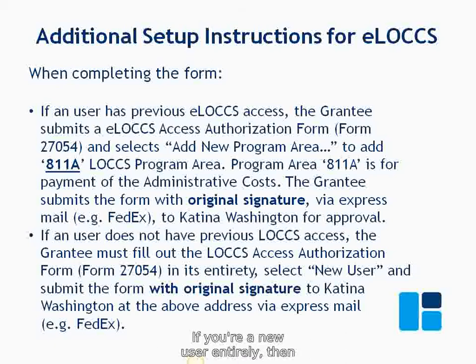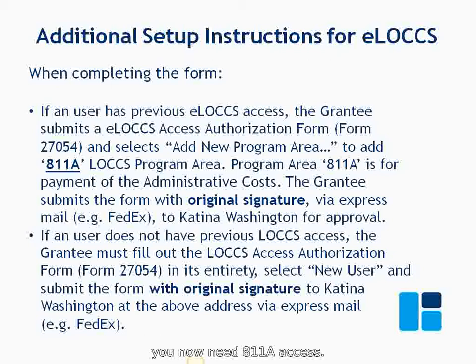If you're a new user entirely, then instead of just telling them that you're adding a program area, you would select that you're a new user and complete the form in its entirety. If you already have ELOC access, maybe if you're also the contract administrator for project-based Section 8 or something like that, you might just need to be amending your access to tell them you now need 811A access. But if you are a grantee that's never had ELOCs before, you're going to fill out that entire form.